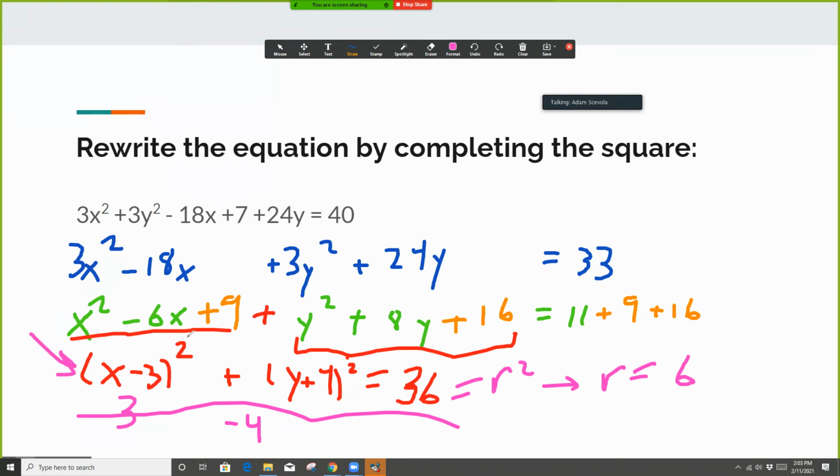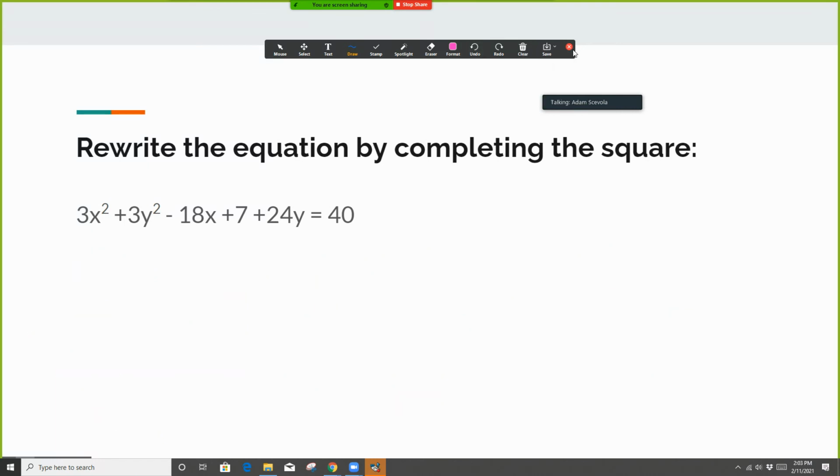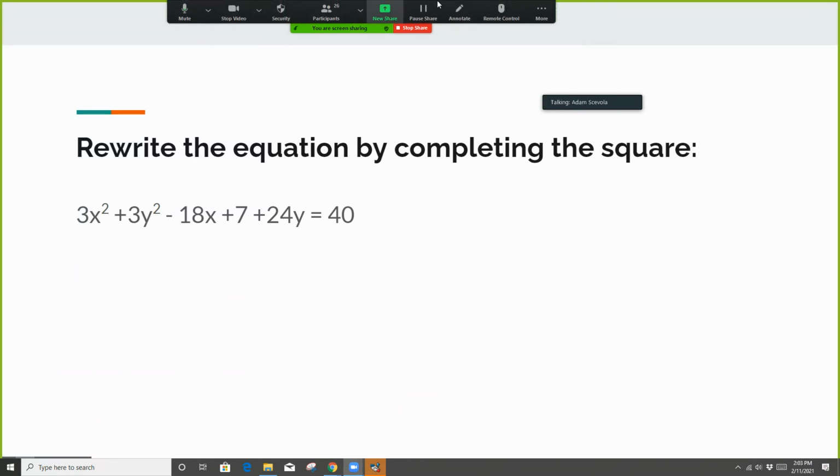Now that the square is complete, it's way easier to tell the center and radius than from this step. So by completing the square, we're putting it in standard form. So that's it. We could do more examples, but let me pause this video.